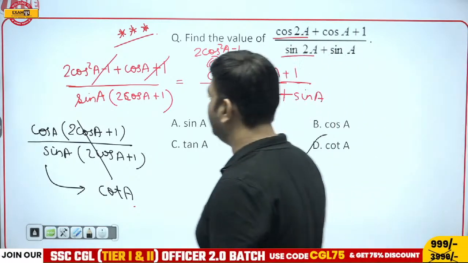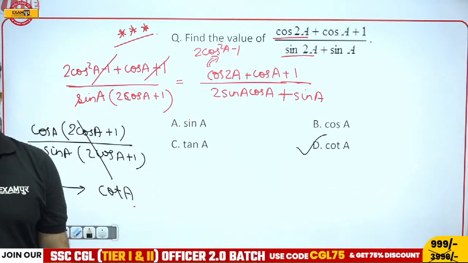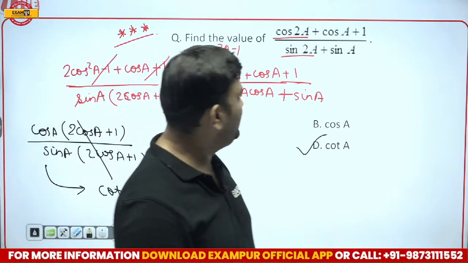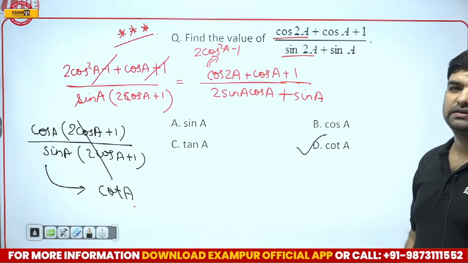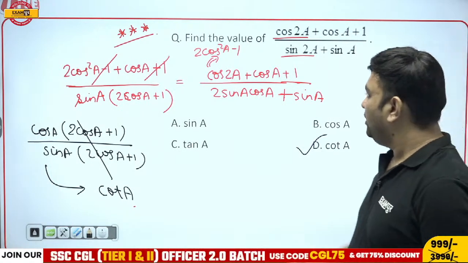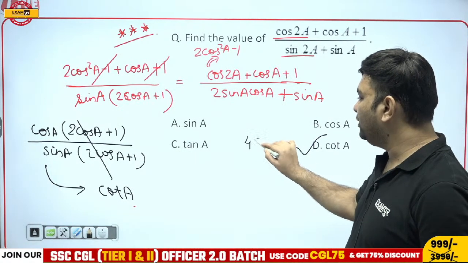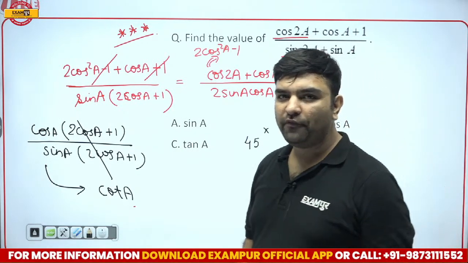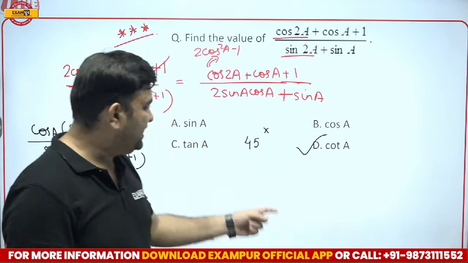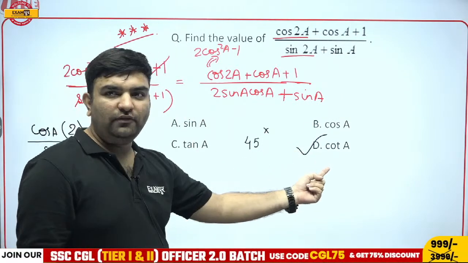Very, very well made question. You can do it by putting values as well, but I am going to teach you that in the next class. Obviously, we can't go for 45. Tell me why. Because at 45, tan and cot will clash. Sin and cos will clash.